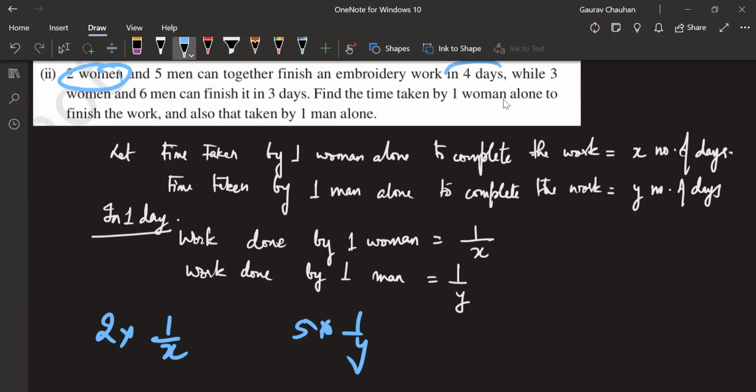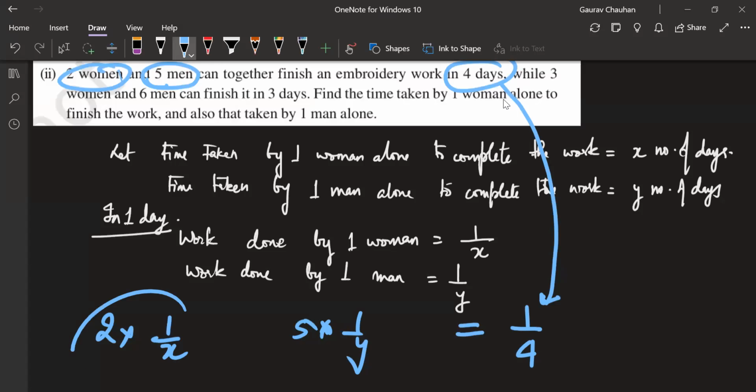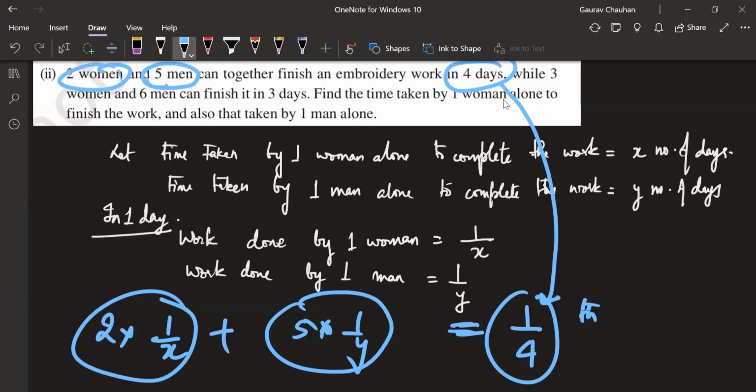Totally, they are completing work in 4 days. How much work is happening in one day? 4 days means how much work is happening in one day? In one day, how much work they are doing? 1 by 4. So 2 women's work plus 5 men's work is equal to 1/4 of total work. Are we good with that? Yes, sir. That's my first equation. Second equation is 3 women's work plus 6 men's work is 1/3 of total work.